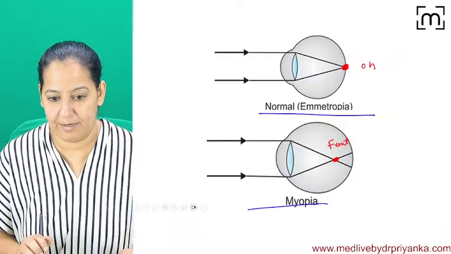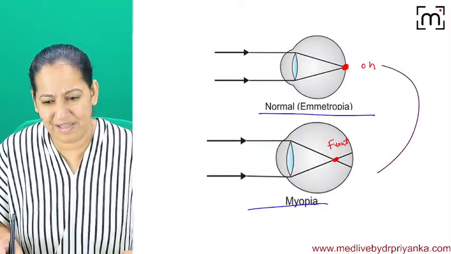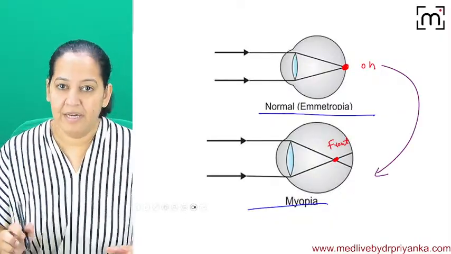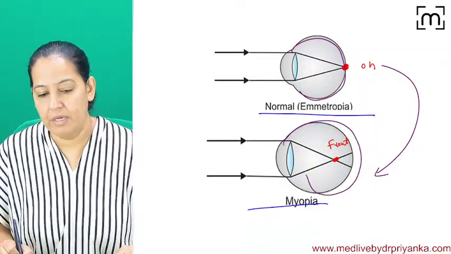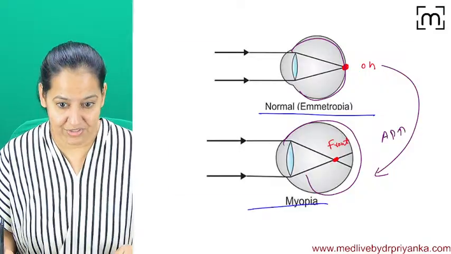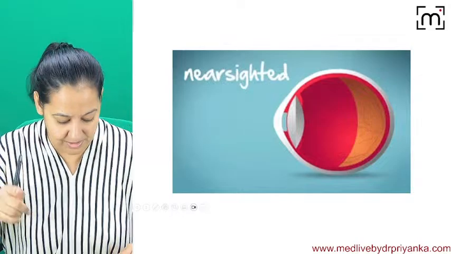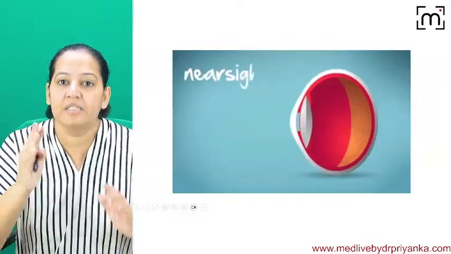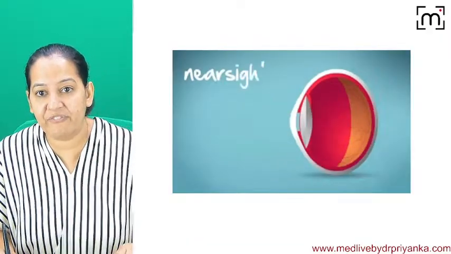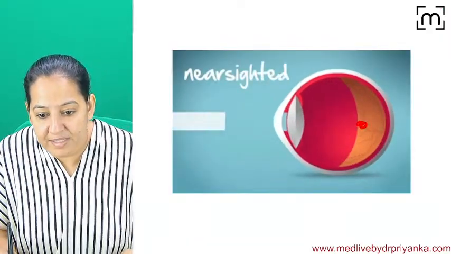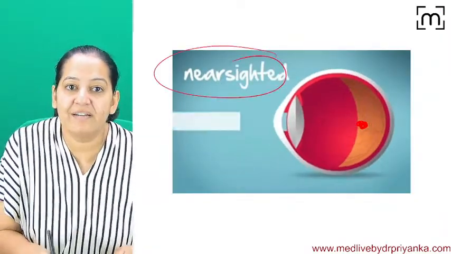Got it? See the video. Now see here the eyeball is increased in length. Everything is reversed, people. Everything is flip-flap of hypermetropia. Compare this size of the eyeball and this size of the eyeball. Here the AP length is increased. See it again. The eyeball AP length is increased. So when it is increased, the focus is in front of the retina, not beyond the retina. That is known as nearsightedness.